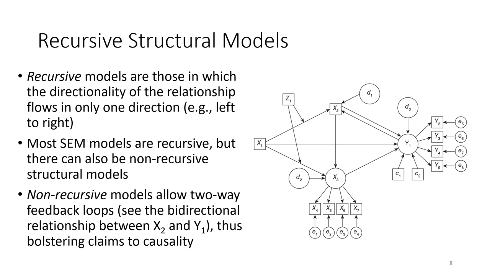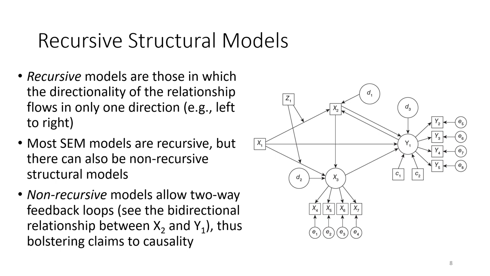The example you can see on the right is not recursive. And the reason you know this is that if you look at the relationship between X2 and Y1, you can see one arrow moving in the direction from X2 to Y1, but you can also see a parallel arrow moving from Y1 back to X2. So you can see two directions of arrows across those two variables. Now, most SEM models are recursive.